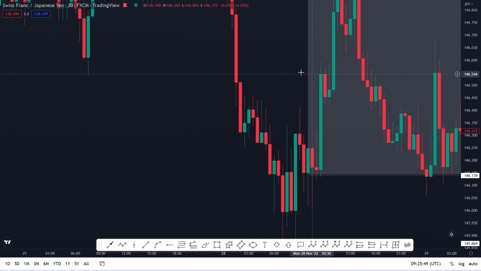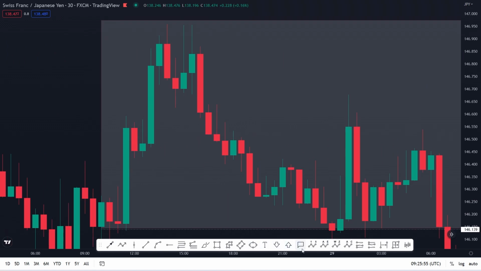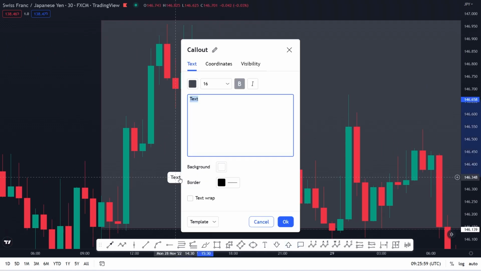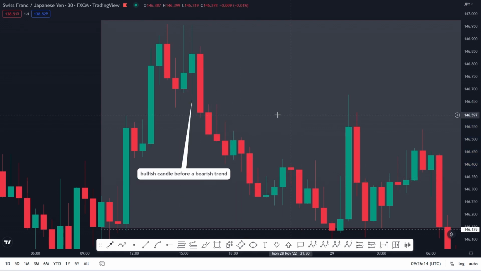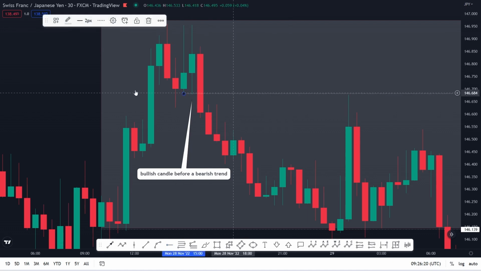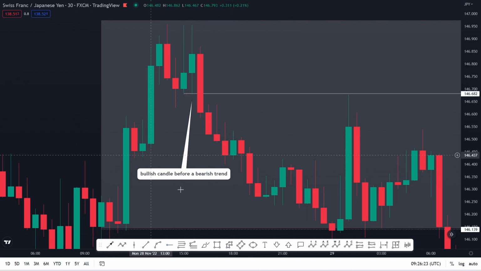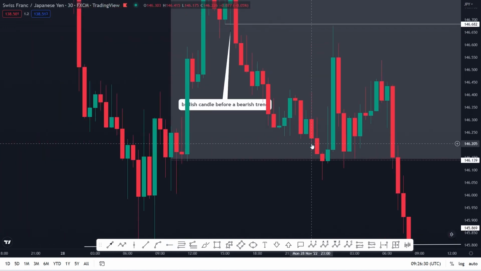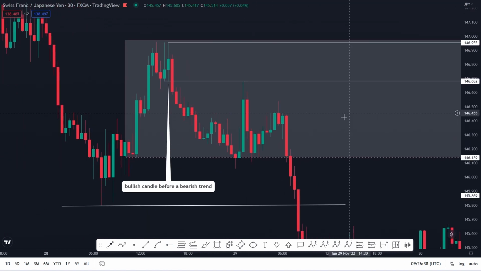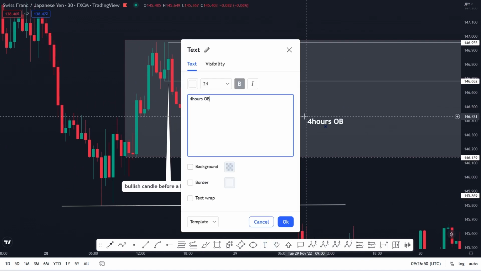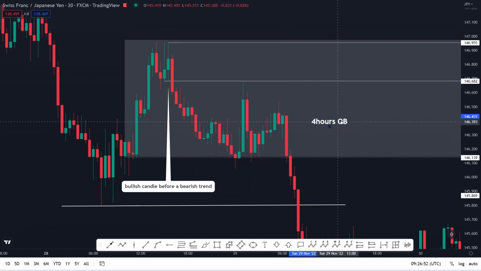Let me zoom in around here so that we can draw it properly. We have to wait for the market to present us with a bullish candle before a bearish trend. So from here we can see it is this one. Let me do something like this so that everything can be clear for us. We can see it is this candle here, and we have a lot of them here because we know that this zone here is a 4 hours OB.